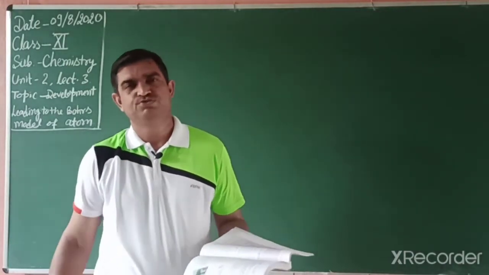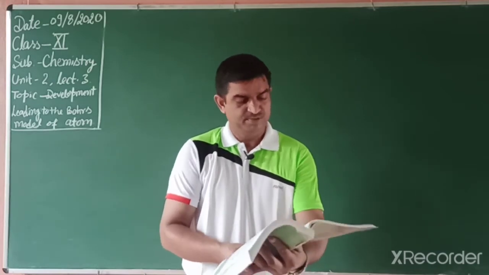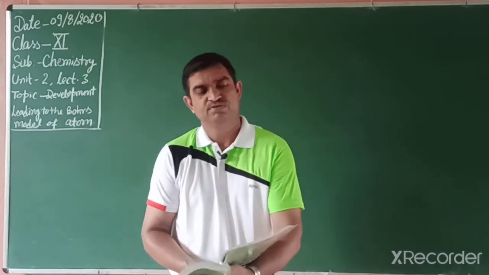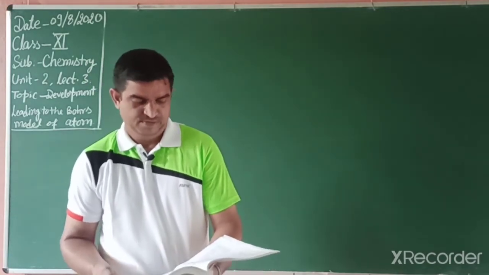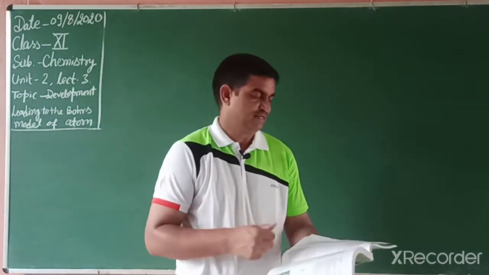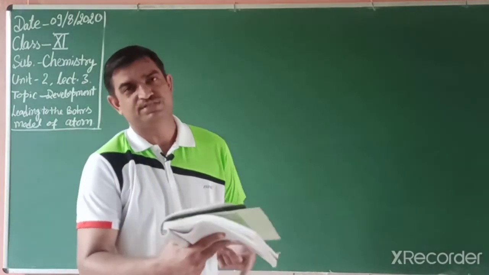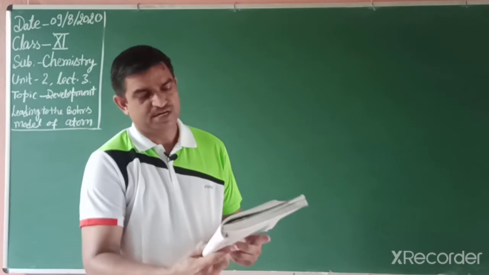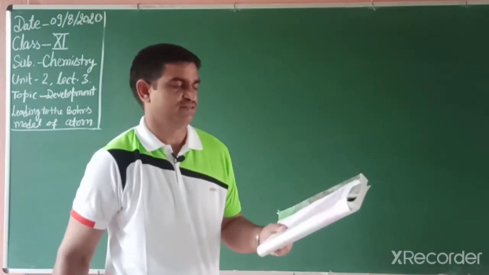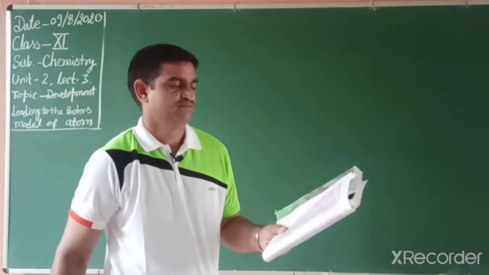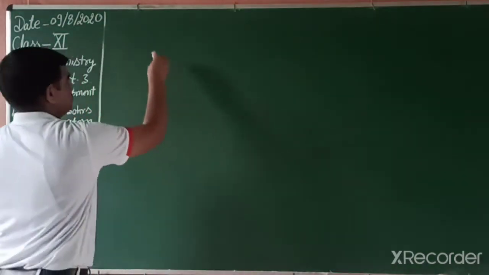Students, now we solve a numerical problem on this. The problem is given in our NCERT book at page number 36. This question comes in CBSE exams many times. Calculate the wave number and frequency of yellow radiation having wavelength 5800 angstrom. The question is this.